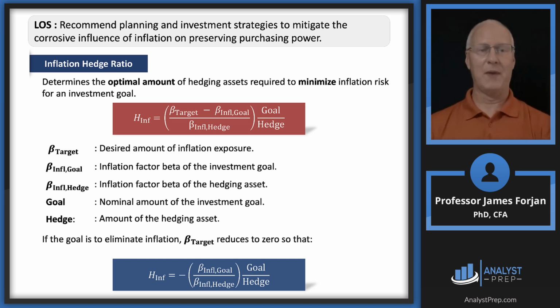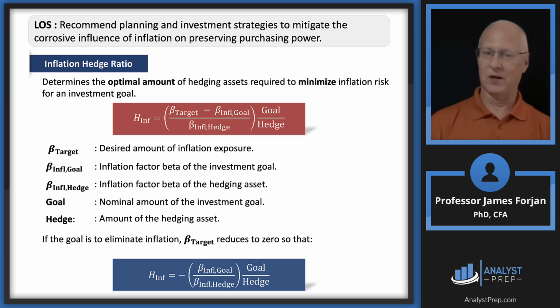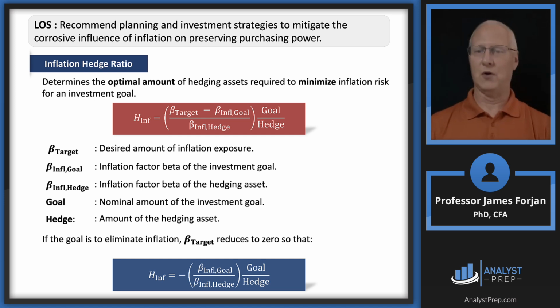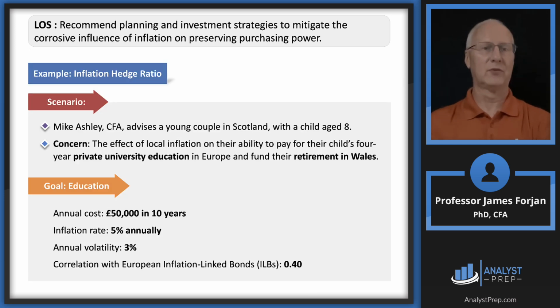Now skip down to the bottom. If we want to eliminate inflation risk, what do we do? Well, we put a minus sign in front of all this stuff to indicate we're going to short some things, right? And then we're just going to take the ratio of the betas versus the ratio of the dollar amount, and that will get us an amount that reduces the portfolio to zero inflation risk.